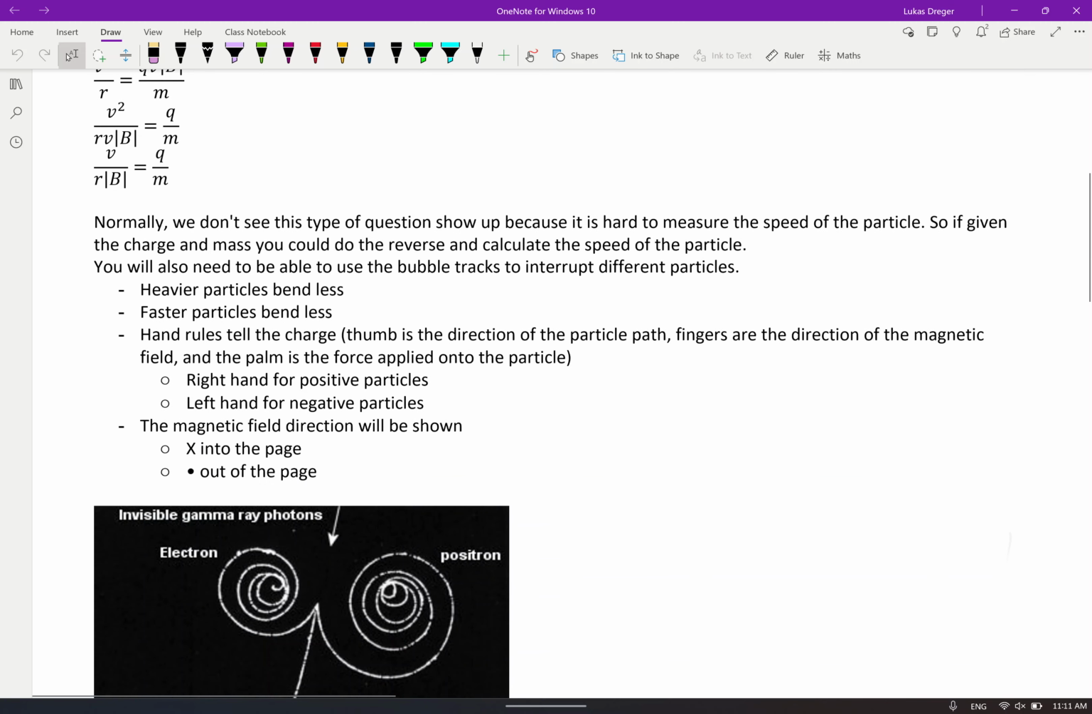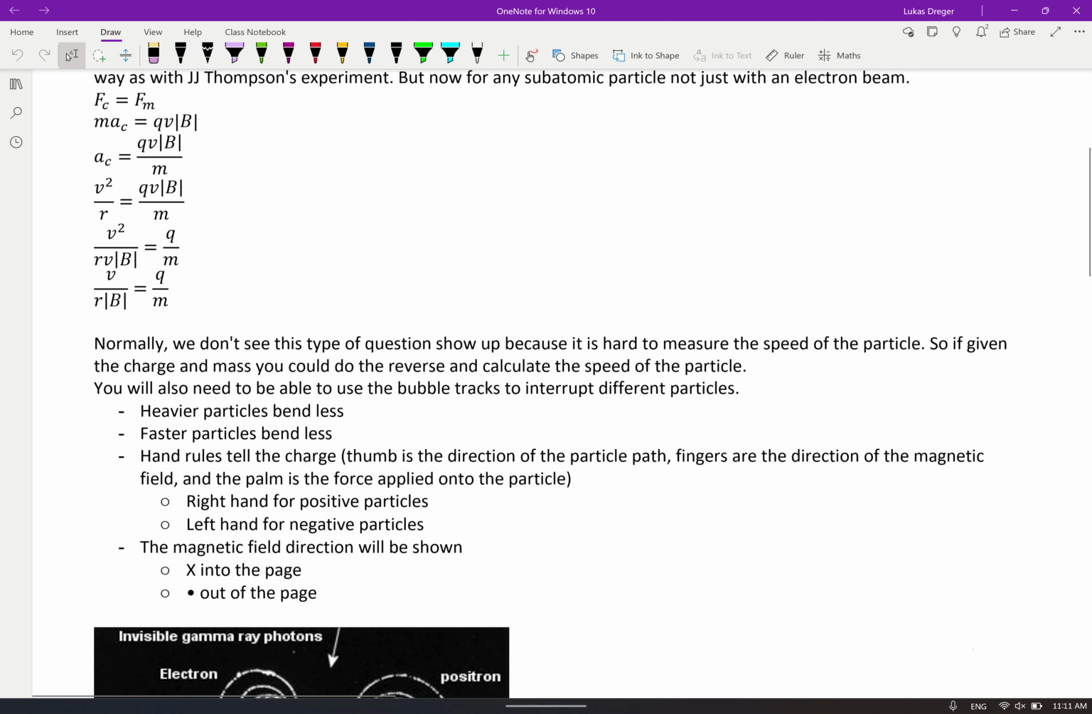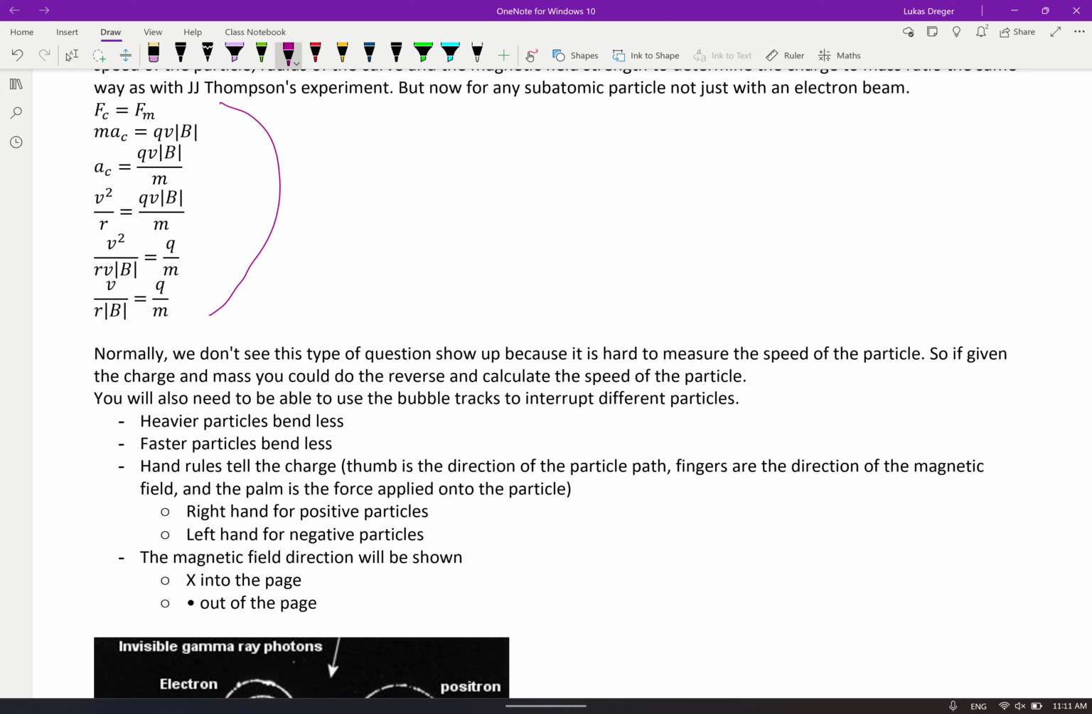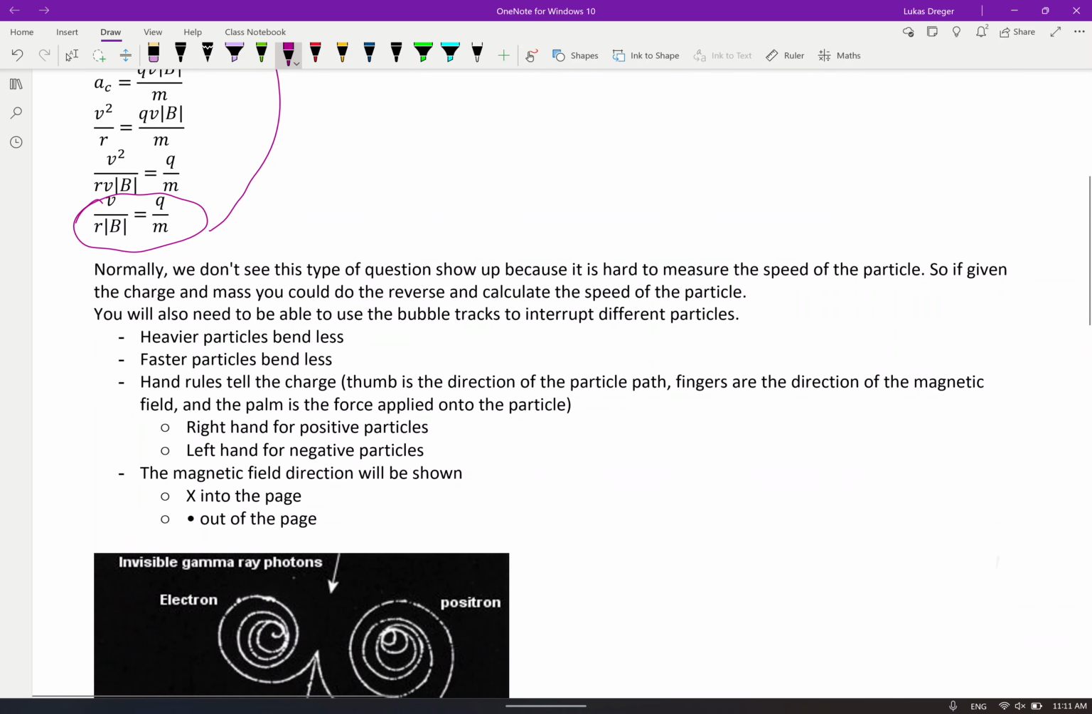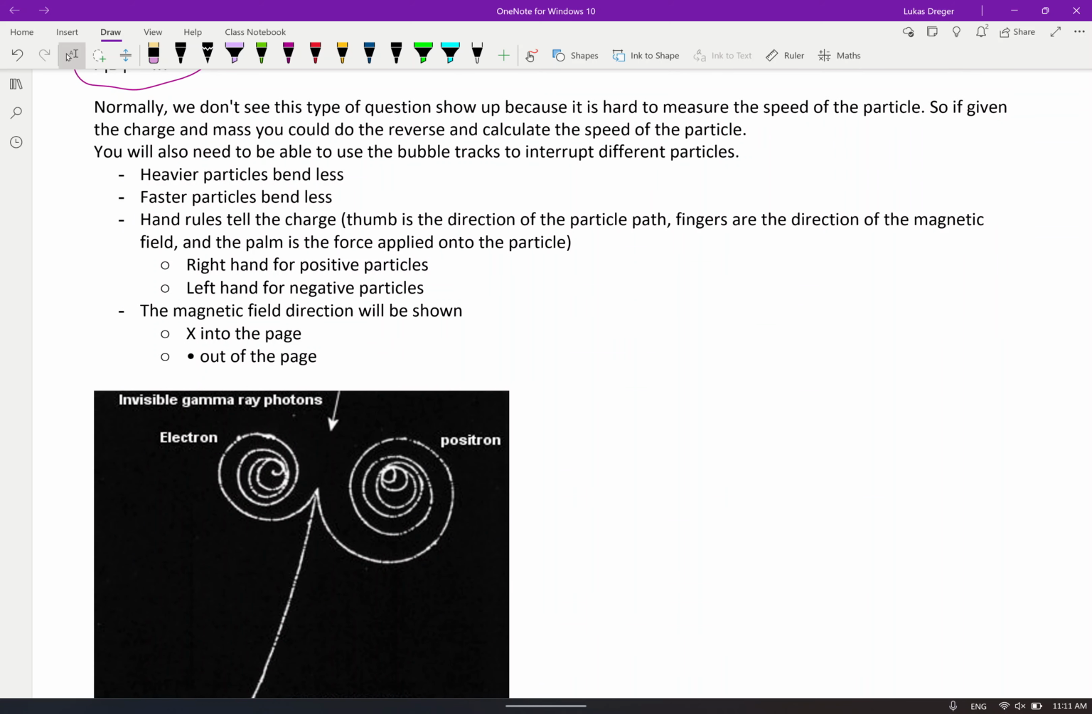We don't see a lot of these calculations show up in Physics 30, but you could go through and make the centripetal force equal to the magnetic force and solve it for whatever you want. You'll notice it simplifies to the velocity of the particle over the radius that it's curving and the magnetic field equals the charge to mass ratio. Because it's so hard to measure the speed of the particle, we normally don't see this show up in Physics 30, but it could. If we knew the charge and mass, we could reverse it and calculate the speed of the particle. That's probably a little more likely to see.